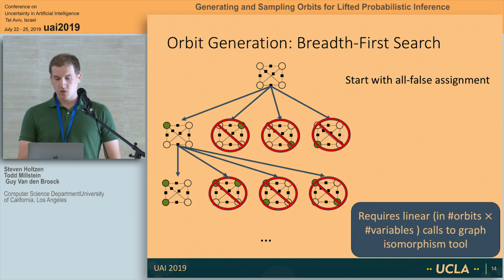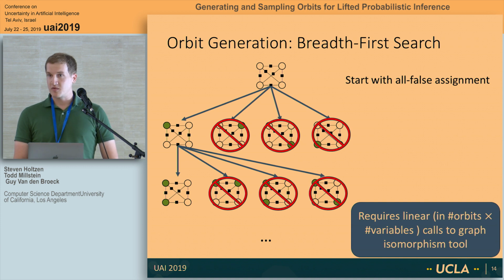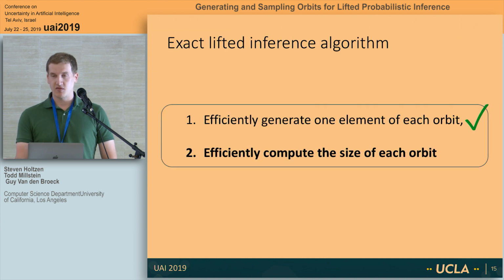And this requires linear in the number of orbits times the number of variables calls to a graph isomorphism tool, right? Because at any point, if there are 4 orbits, there are only ever 4 unpruned states. Each of those can only have, at most, the number of variables possible augmentations.